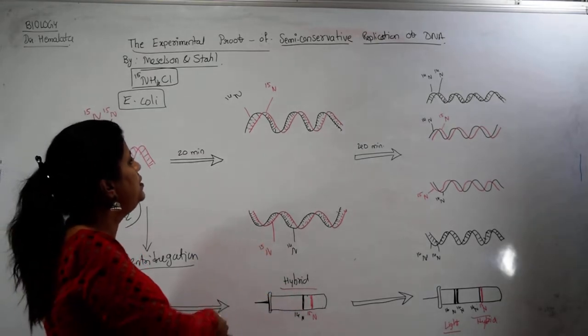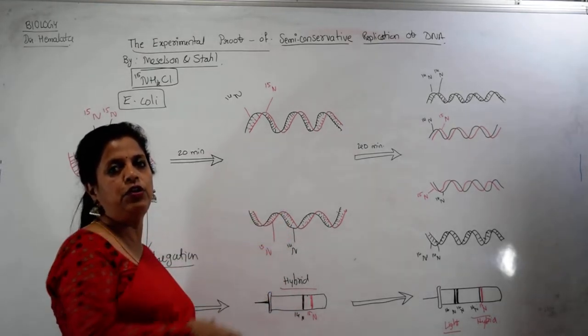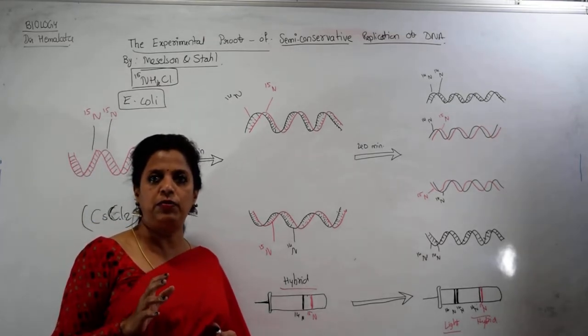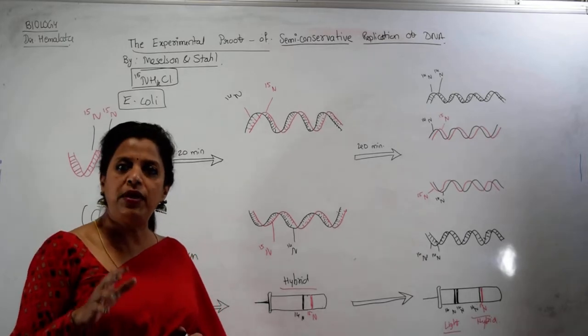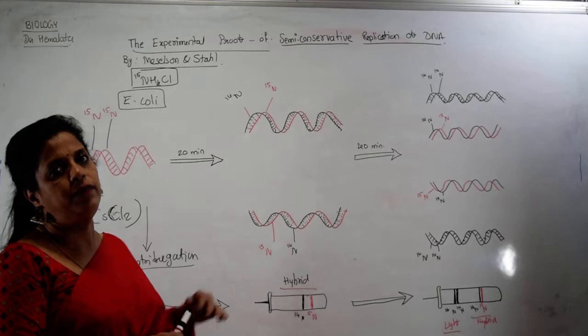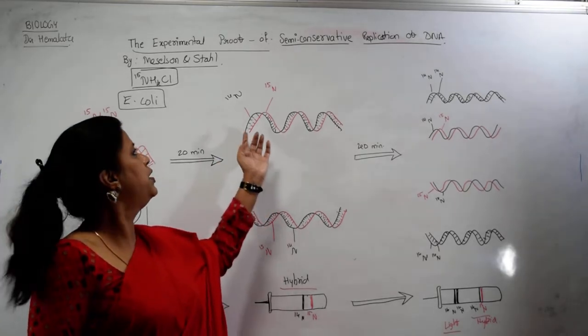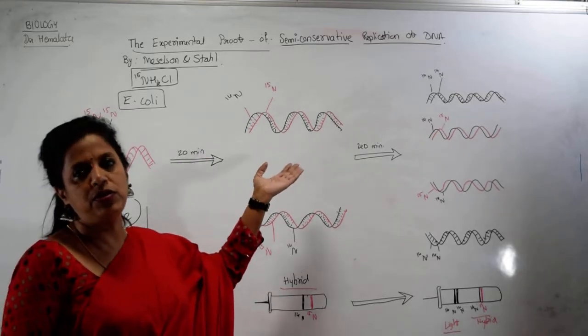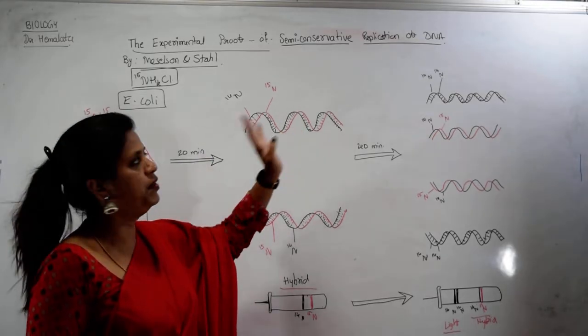Right? So this is the second, after 20 minutes when you check the E. coli bacteria, you find the hybridized nitrogen bases. One strand will be having N15, one strand will be having N14, right? Indicating one is newly formed, which has taken up N14. The old one is N15, which is still there. This is N15, right?